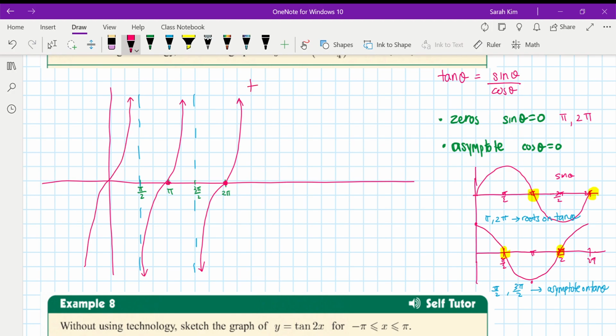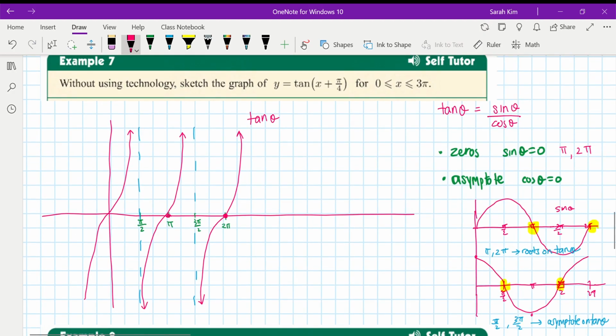Okay, so that's my tan theta. But we don't want to draw tan theta or tan x. I could write tan x in this graph. I want to make sure I draw tan of x plus pi over 4.